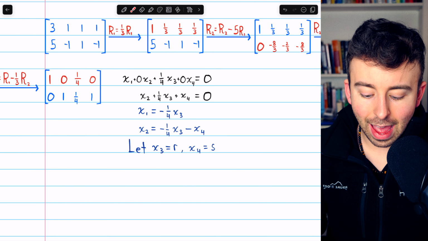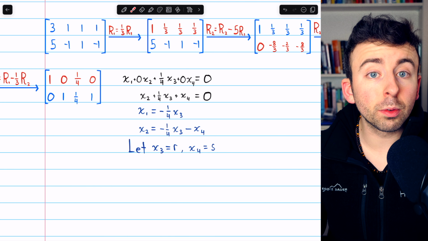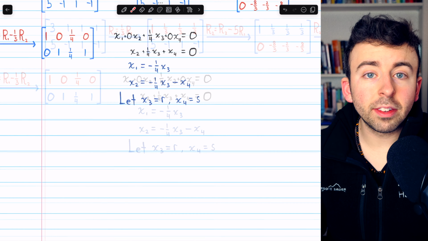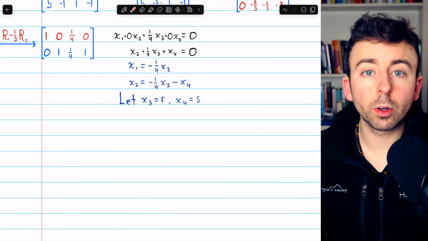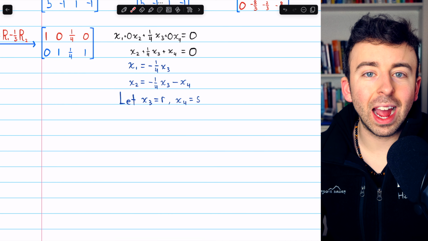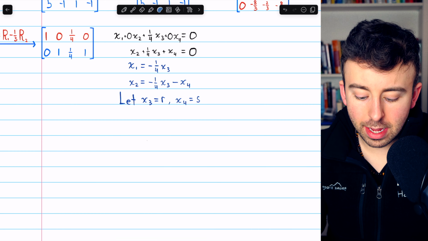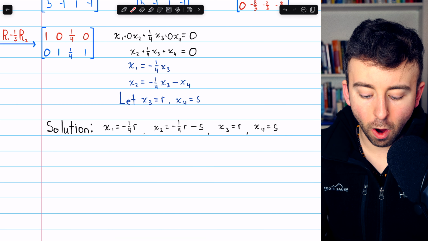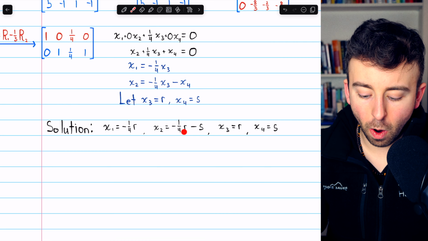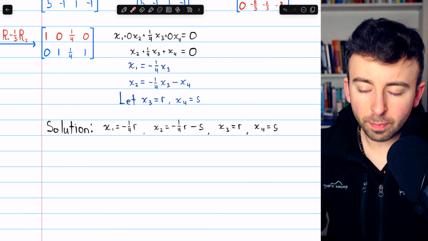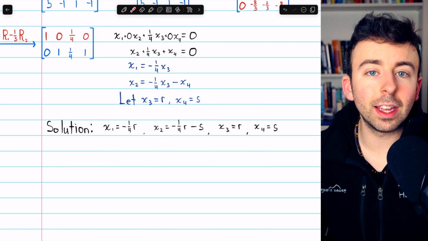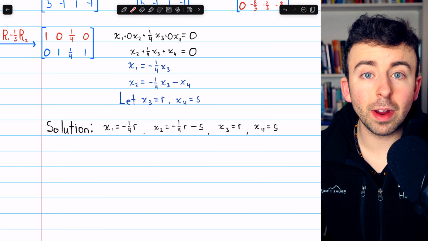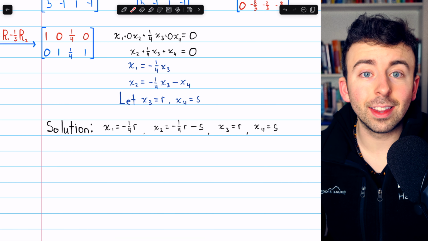This means then that x1 and x2 are the only variables with restrictions. x3 and x4 are free to be whatever they please. Thus, letting x3 equal some parameter r and x4 be parameterized as s, we can describe the complete solution set like this. x1 must equal negative 1/4 r, x2 equals negative 1/4 r minus s, x3 equals r, and x4 equals s. An infinite set of solutions. Pick any value you like for s and r. Those are our free variables, and you're going to get a solution to this linear system.